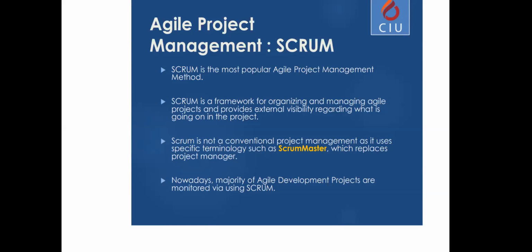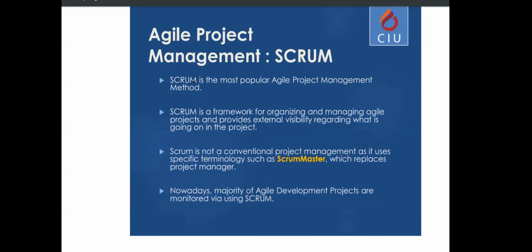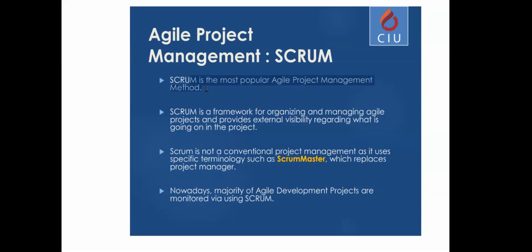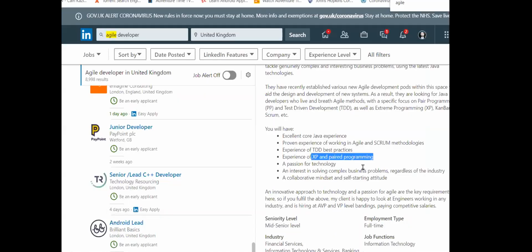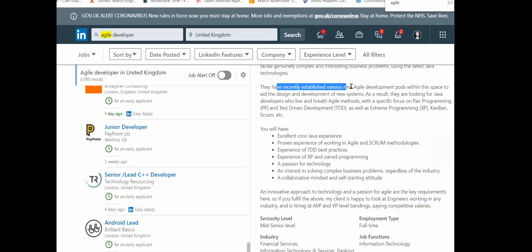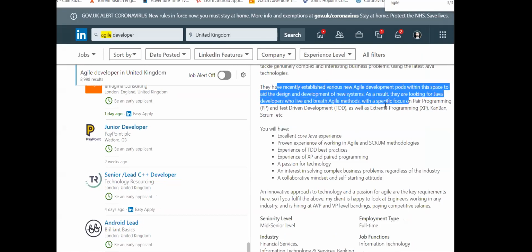I'm going to go into Agile project management, which is the most popular Agile project management method that you will come across in job advertisements. Like I said, I was looking at Java positions, and a new agile development pod within this space aims at the design and development of new systems. This is an actual job advertisement that I saw.